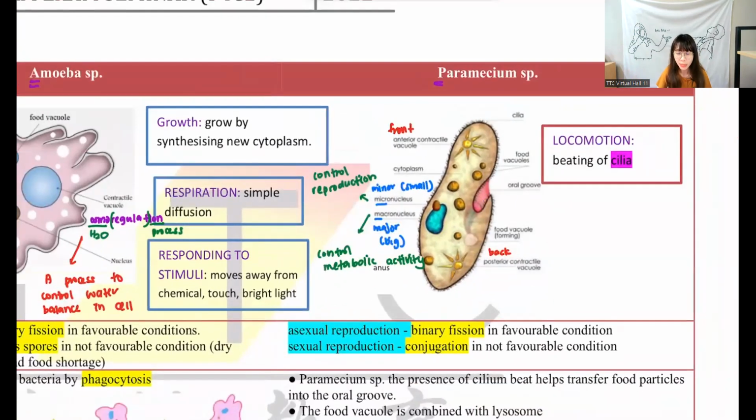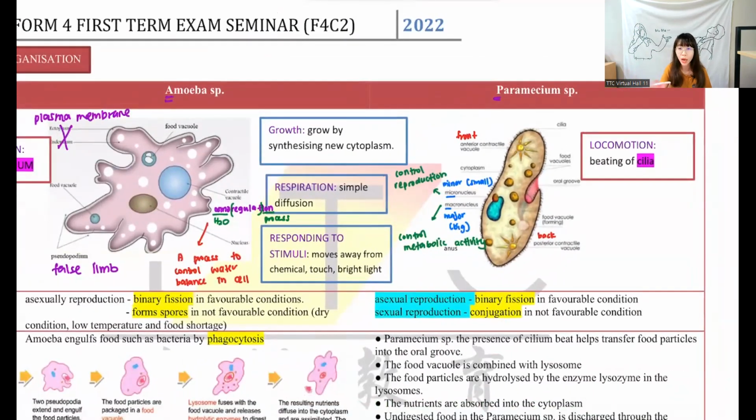So these amoeba species and paramecium species have their own characteristics. One has a fixed shape and the other has no fixed shape. But both use simple diffusion for gas exchange: oxygen diffuses in, carbon dioxide diffuses out. They don't like sunlight, chemical substances, or low pH. They will move away from sunlight, low pH, and when there is no water. This is the similarity between amoeba species and paramecium species.